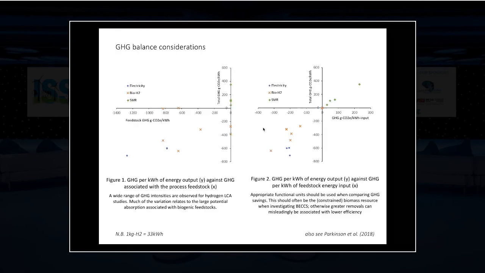So I'm just going to look at a couple of slides with a couple of examples of some results and a couple of things to think about. And then we're going to work through a few general conclusions from a workshop which we did.